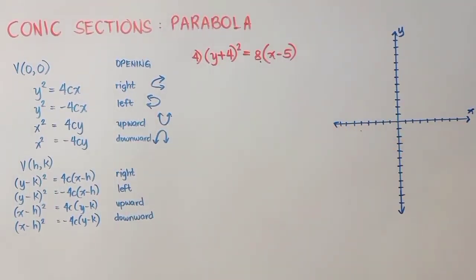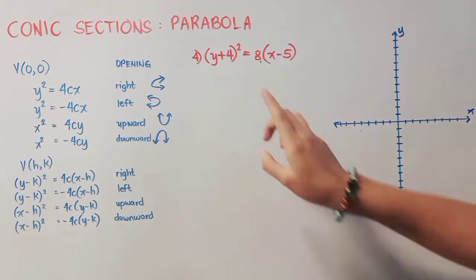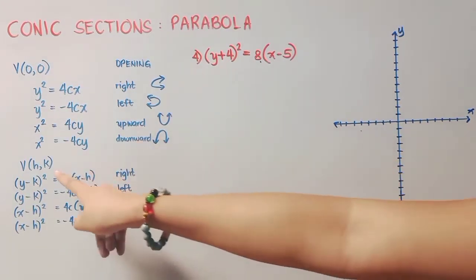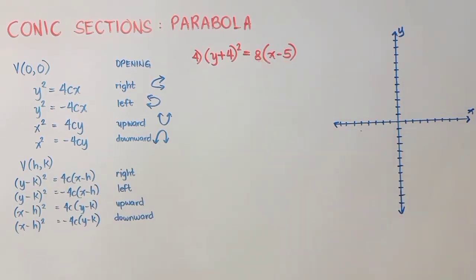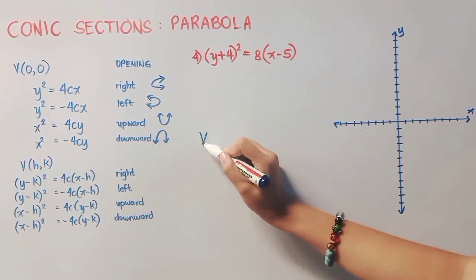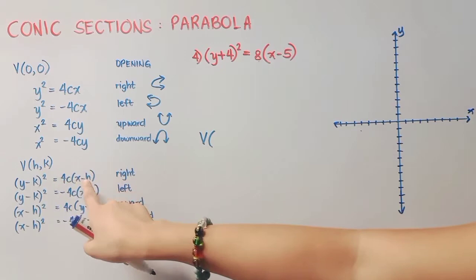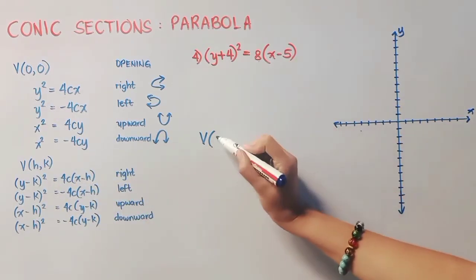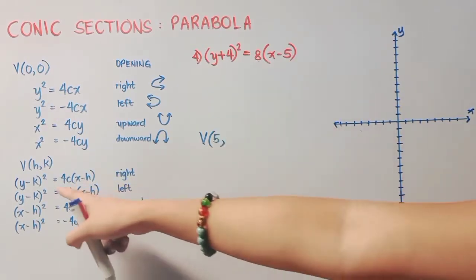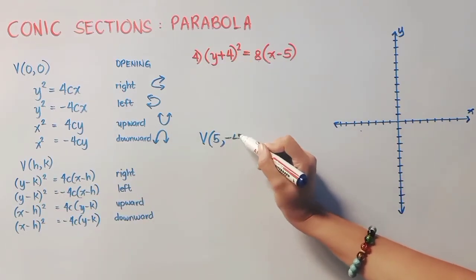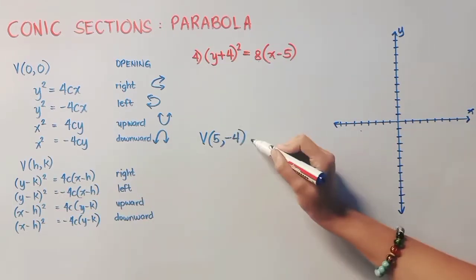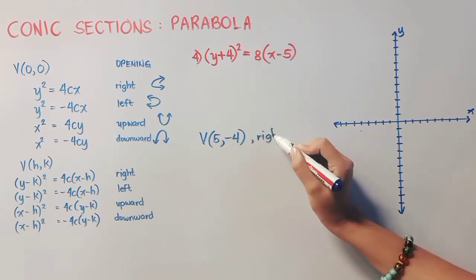Now we have here this form. This is very similar to this form here. That means to say that our vertex is in (h, k). Now our h here is this portion here, so 5, and our k, since it's positive, so we'll place negative 4. And our parabola opens to the right.